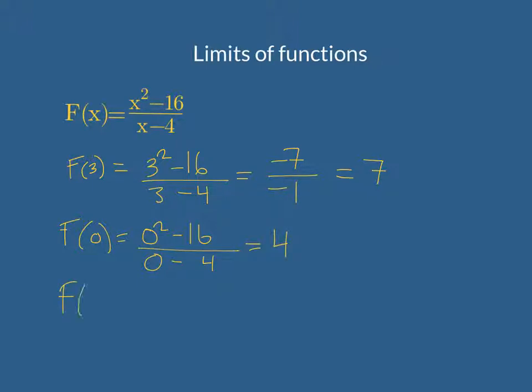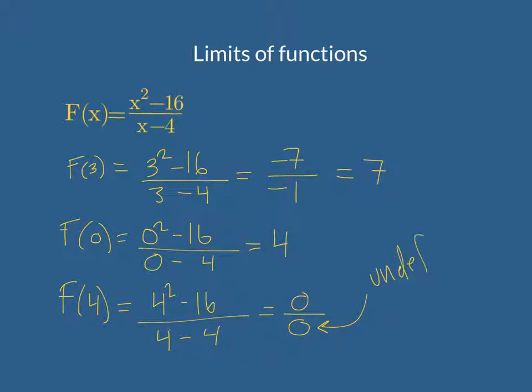Let's say I have f of 4. Now you might already notice that there's going to be a problem there. You would have 4 squared minus 16 over 4 minus 4, which would give us 0 over 0. And you cannot divide anything by 0, so this function is undefined at x equals 4. And that is a very important thing to know.